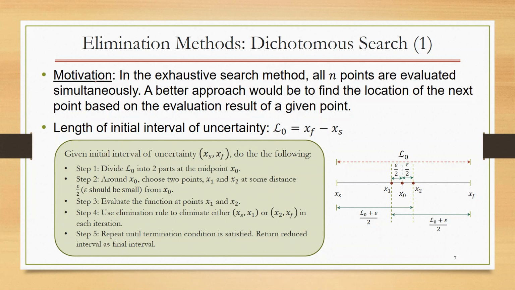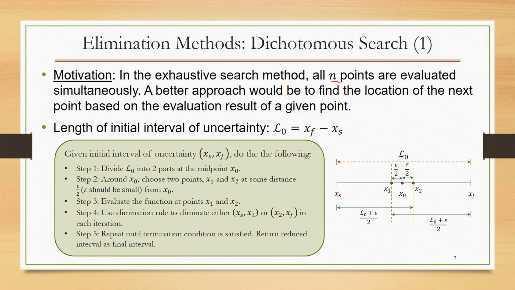Okay, let's look at the motivation behind why dichotomy is better than the exhaustive search that we just saw. Obviously, one drawback of exhaustive search is that if n is very large, you'll have to evaluate it at n points, whether we like it or not. That's a lot of evaluation. So how about if we locate our next point depending on the evaluation of the current point? Then we do not have to do it n times.